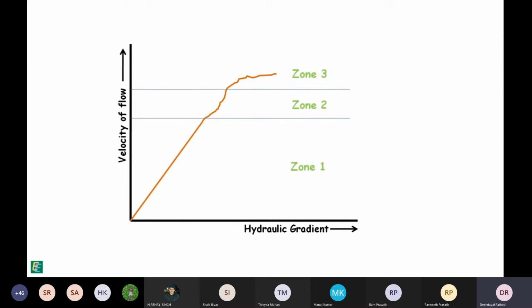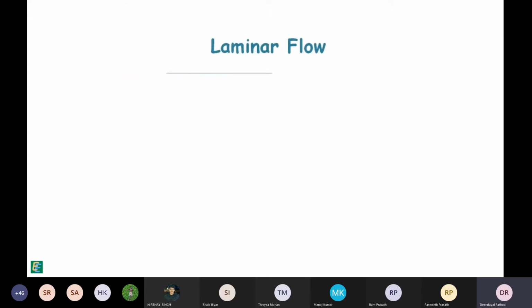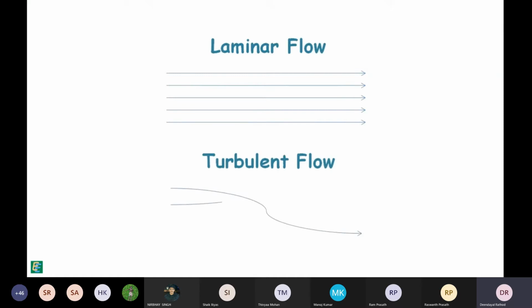Zone 3, where the curve is irregular, displays the turbulent flow of water inside the voids. Zone 1 depicts the laminar flow and Zone 2 is the transition zone. In laminar flow, the particles of water follow a defined path such that the path of one particle never intersects the path of any other particle, while turbulent flow is irregular.